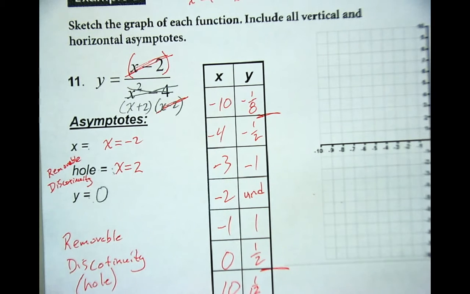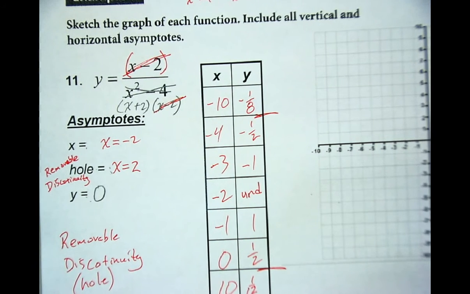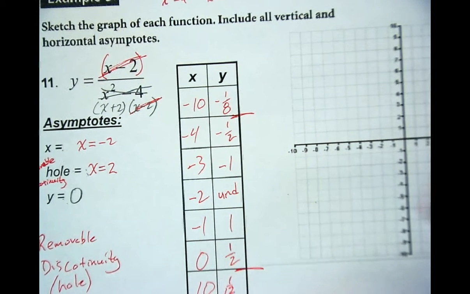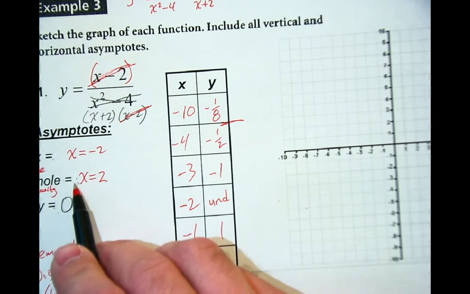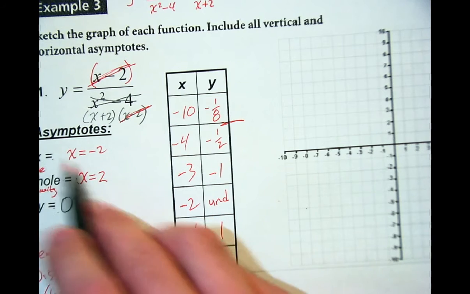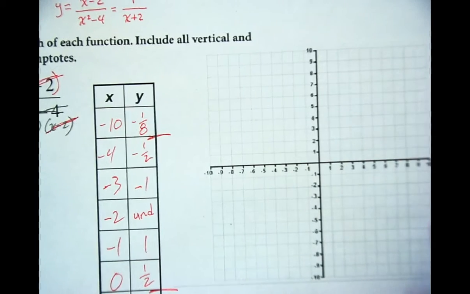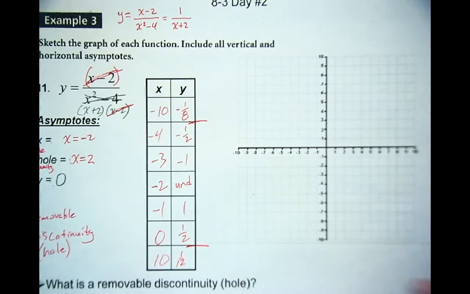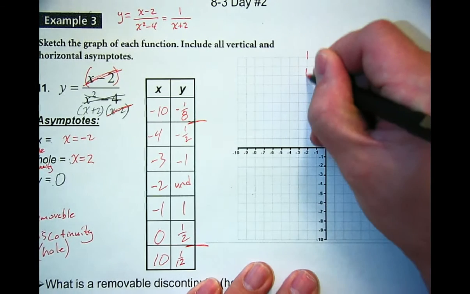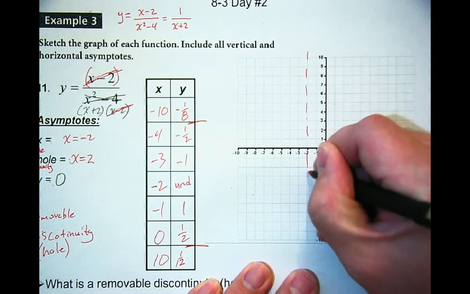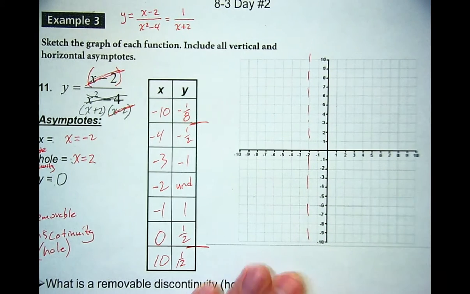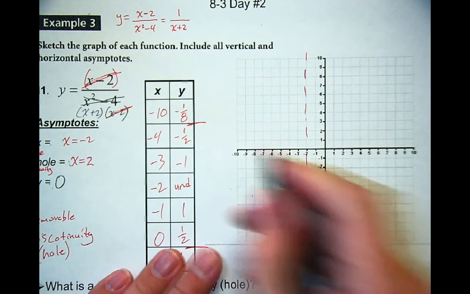If you have more than one vertical asymptote, you need 3 points in between each asymptote. Okay? All right, so here we go. We're going to graph it. We have a hole at negative 2, or 2. We're going to ignore that. We're going to go to x equals negative 2. We put our asymptote. Okay, and then we're going to go to y equals 0 and put our asymptote.